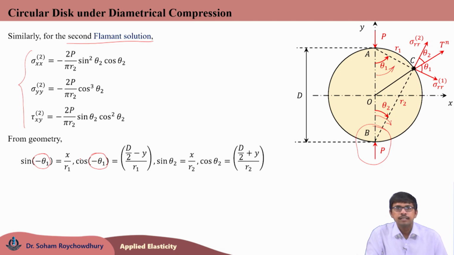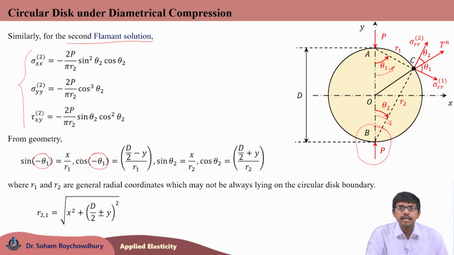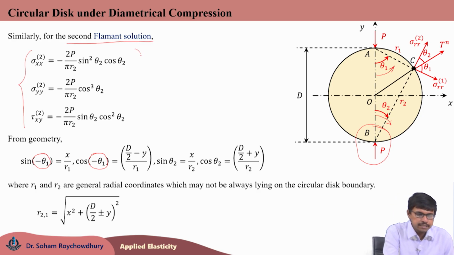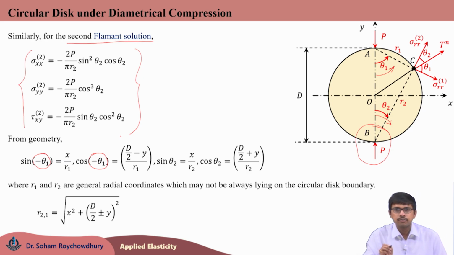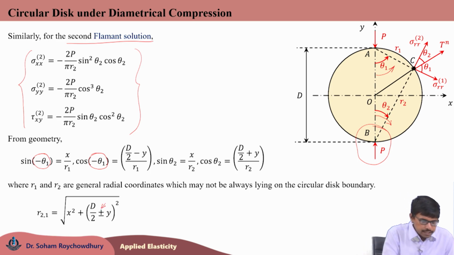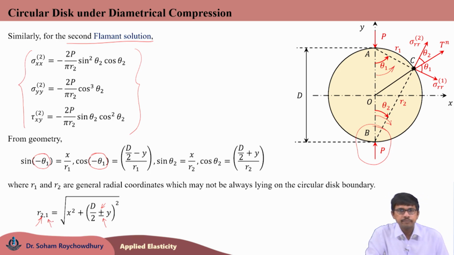So, replacing sin theta 1, sin theta 2, cos theta 1, cos theta 2 in terms of this, in the stress fields we can express all these in terms of x and y for both Flamant solutions 1 and 2. And r1 and r2, the distances of point C from points A and B, the two points of application of loads, we can obtain those as square root of x square plus d by 2 plus minus y whole square. This plus sign is responsible for r2, minus sign is responsible for r1. We can obtain both the radii r1 and r2 with the help of this geometry.